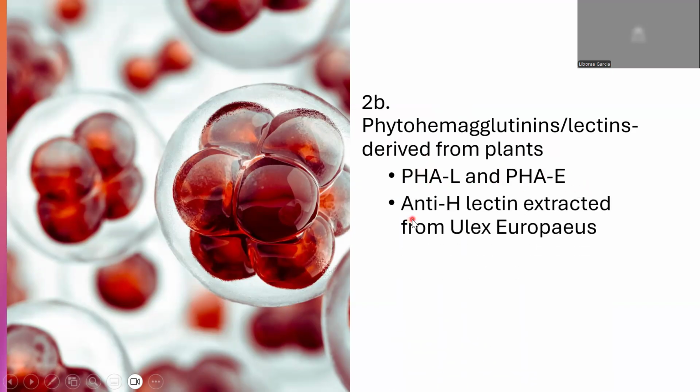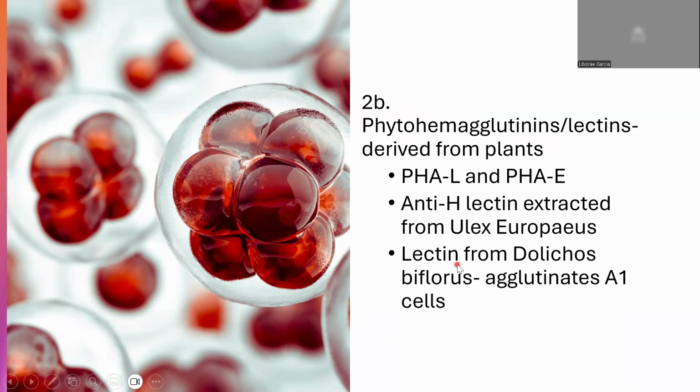You also have your anti-H lectin, which is extracted from Ulex europaeus. Okay, na plant. So which will agglutinate your O cells. No? And then lectin from Dolichos biflorus, which will agglutinate your A1 cells. Okay? So direct non-immune gyapon na sila.